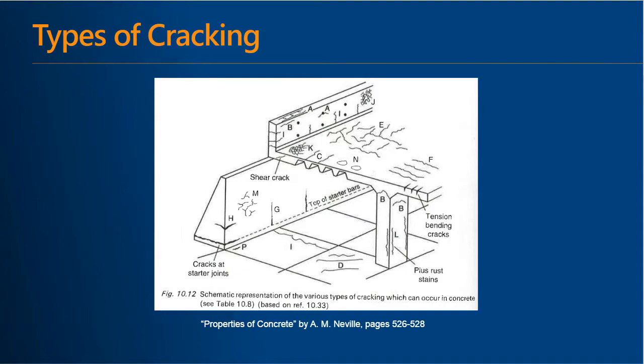So we'll start with a general overview of cracking here. This is an image that's showing a lot of the different types of non-structural cracking. This image was reproduced in Neville's Properties of Concrete book, although it was originally published in a Concrete Society report in 1992. And seeing as that was 30 years ago, all of this information still holds true today.